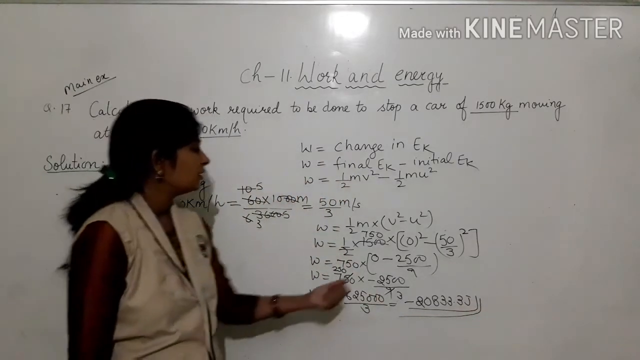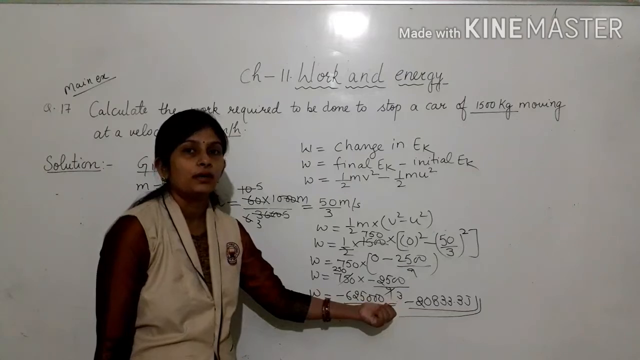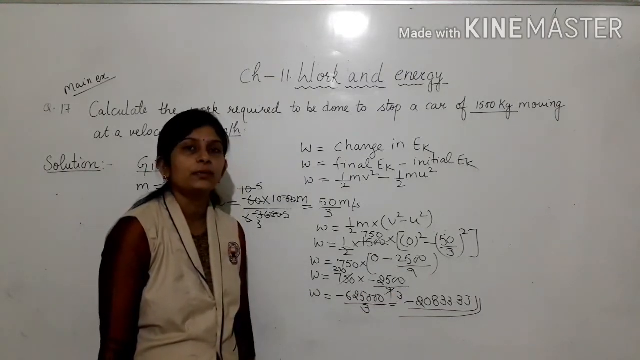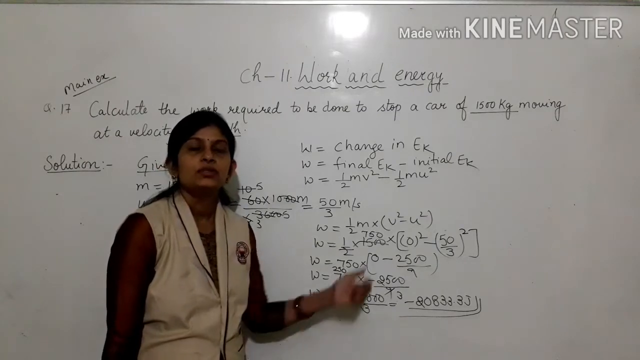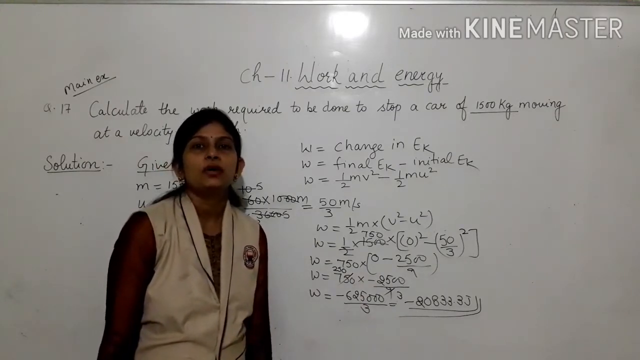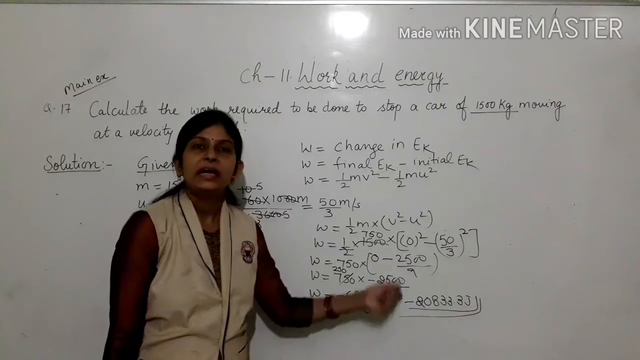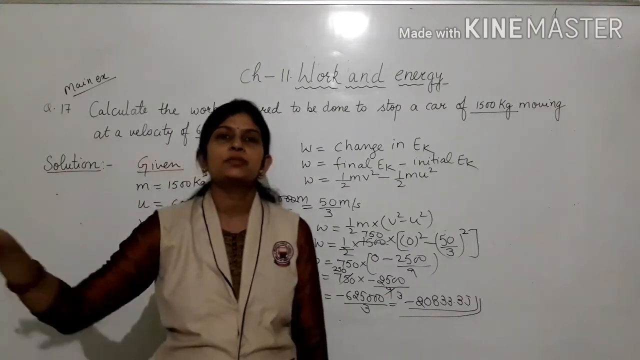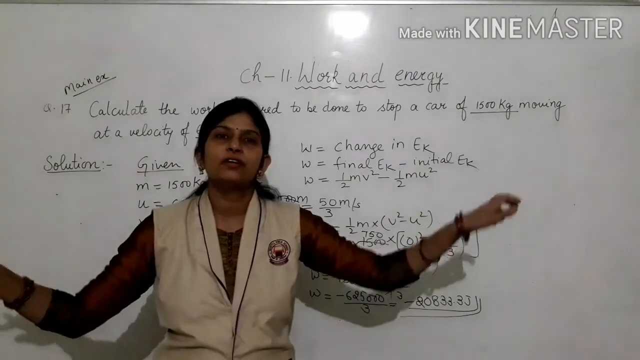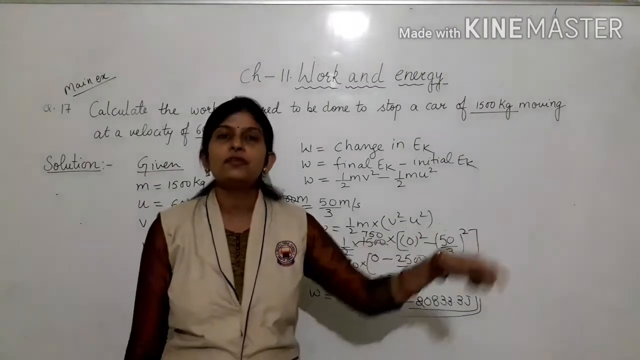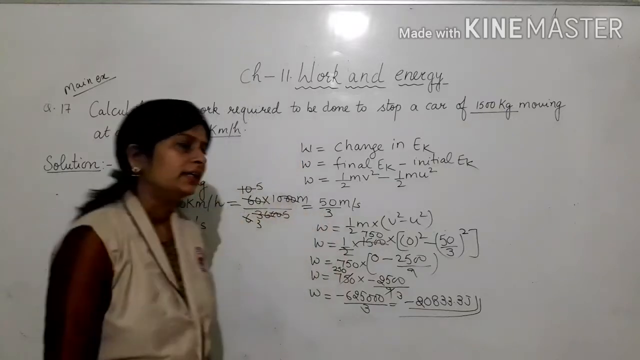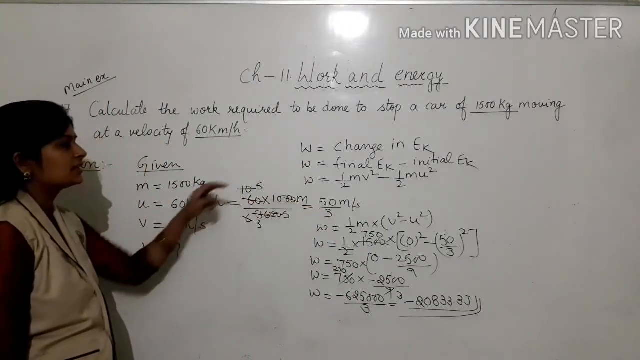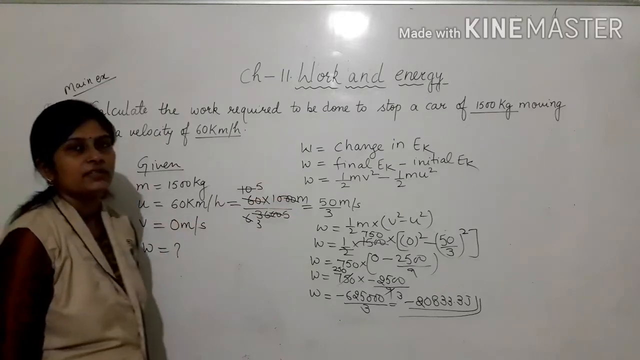So this is the work done on the car, that is minus 2,08,033.3 joules. So this much work is done on the car. So a negative work is done, so it is obvious that the direction of displacement of the car is opposite to that of the force. So an opposing force is acting on the object. That is why velocity of the object decreases, its kinetic energy decreases.